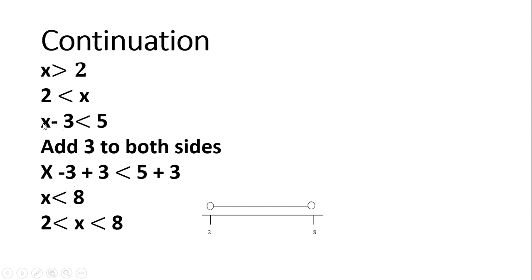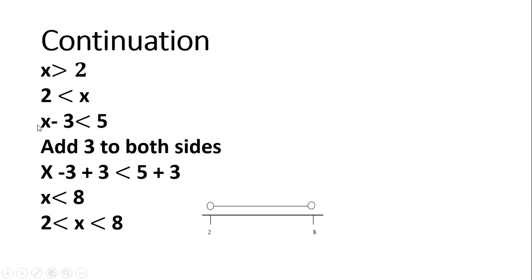Now we solve the other inequality, x minus 3 less than 5. So add 3 to both sides. We have x minus 3 plus 3 less than 5 plus 3. Minus 3 plus 3 will be 0, so we have x less than 5 plus 3, which is 8. So x is less than 8.